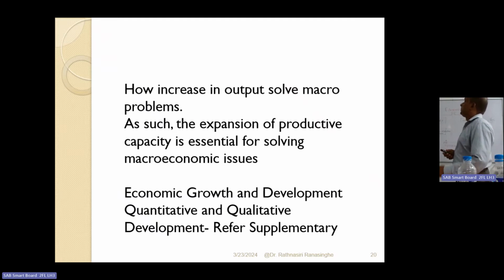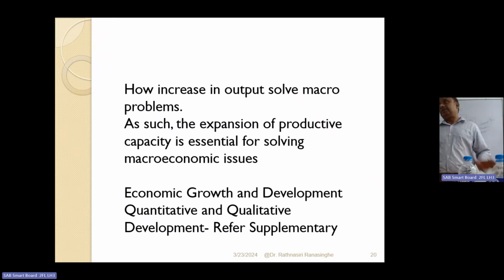So now we need to write about the basic problem, behind growth and development, quantitative development. You can refer to the supplementary material. We talked about economic growth earlier, and the production possibility curve. If there is a shift in the PPC to the right, that is economic growth.